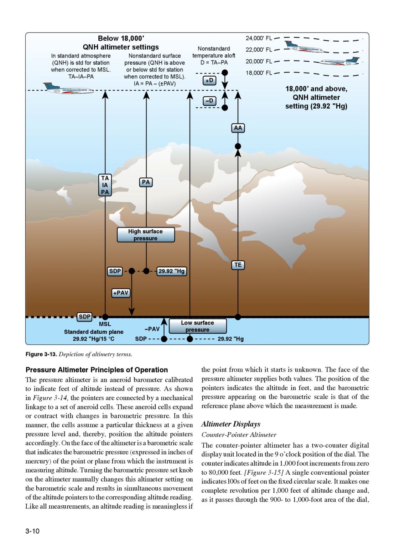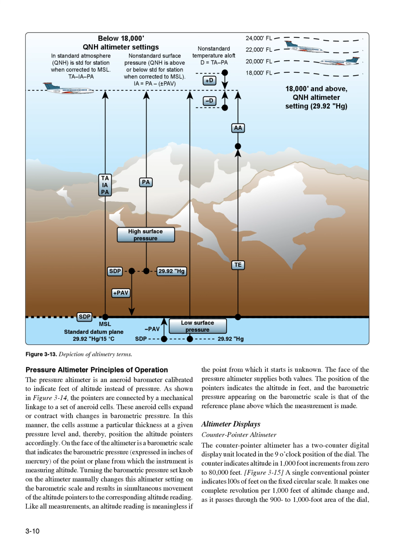Turning the barometric pressure set knob on the altimeter manually changes this altimeter setting on the barometric scale and results in simultaneous movement of the altitude pointers to the corresponding altitude reading. Like all measurements, an altitude reading is meaningless if the point from which it starts is unknown. The face of the pressure altimeter supplies both values. The position of the pointers indicates the altitude in feet, and the barometric pressure appearing on the barometric scale is that of the reference plane above which the measurement is made.